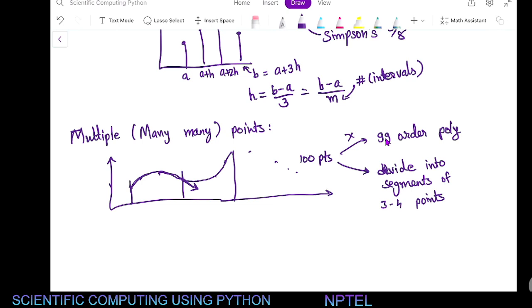So in the same way, what we can do is when you have 1,000 points, again divide them into segments of equal number of points. So in this case we have 4 points, right? So it should be here.